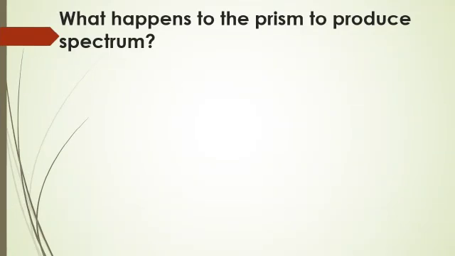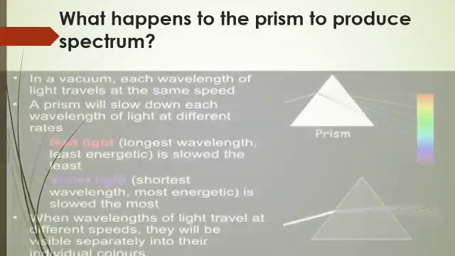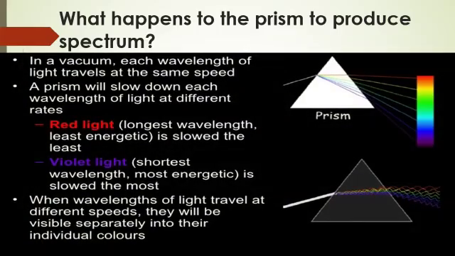What happens in the prism to produce a spectrum? In a vacuum, each wavelength of light travels at the same speed. A prism will slow down each wavelength of light at different rates. Red light, which is the longest wavelength and the least energetic, is slowed the least, while violet light, which is the shortest wavelength and the most energetic, is slowed the most. When wavelengths of light travel at different speeds, they become visible separately as their individual colors.